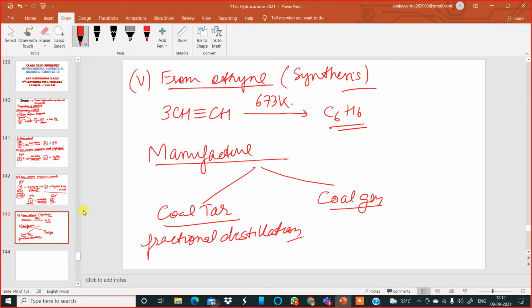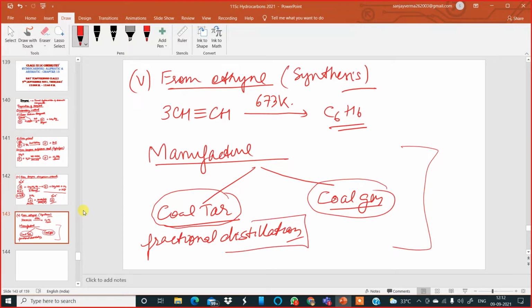So these were the important methods for the preparation as well as manufacture. For the manufacture, there are no chemical reactions. Just remember, you can obtain benzene from coal tar and coal gas by a method employed to separate the various components of coal tar and coal gas and get distilled benzene from there.